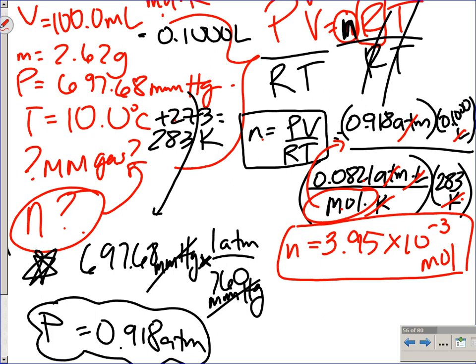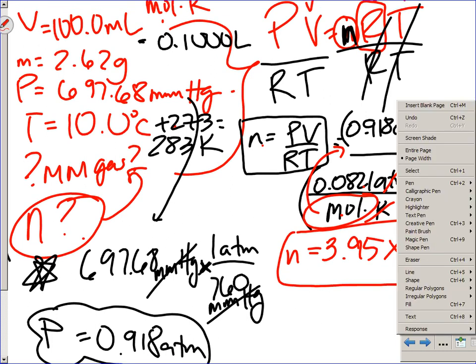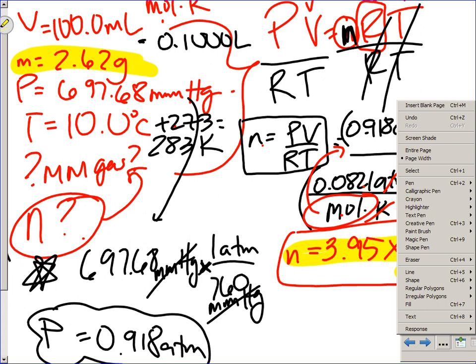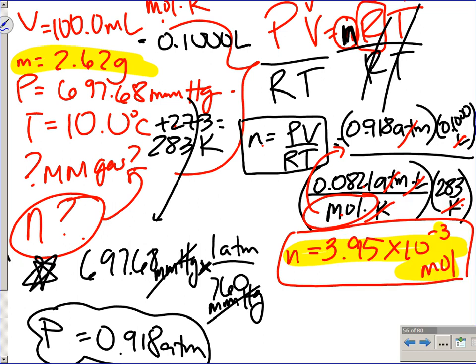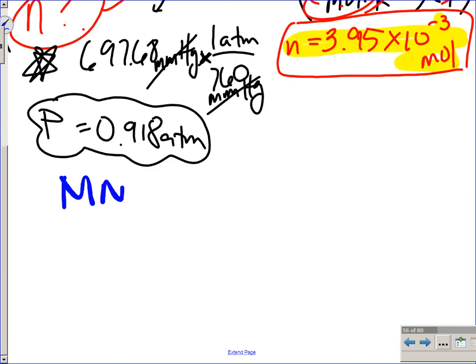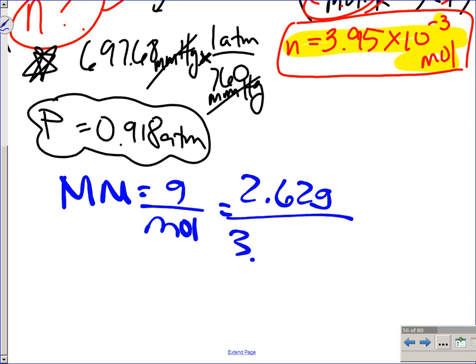Do I have grams? Yes, I do. What is it? 2.62. Do I have moles? Yes, right here. How do I get grams over moles? Take the grams divided by these moles. Yep, that's how you're going to get grams per mole, which is what our unit of molar mass is. So 2.62 grams divided by 3.95 times 10 to the negative third moles.